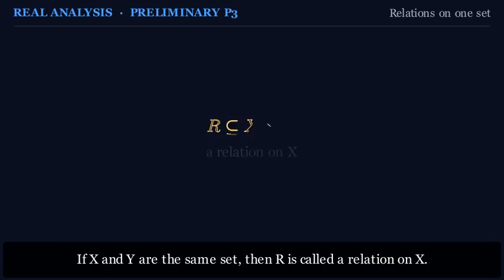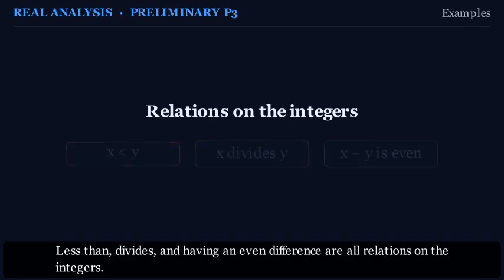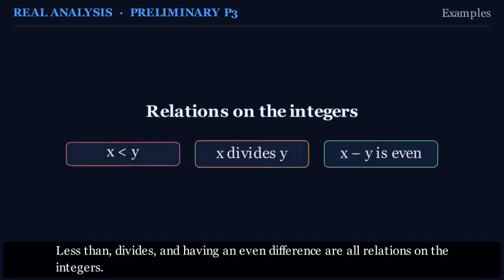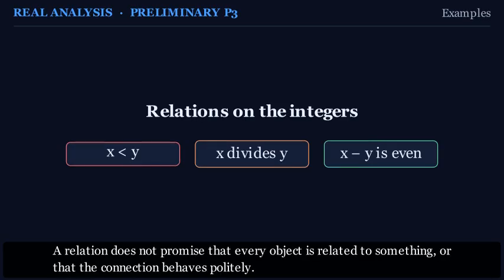If X and Y are the same set, then R is called a relation on X. Less than, divides, and having an even difference are all relations on the integers. A relation does not promise that every object is related to something, or that the connection behaves politely.